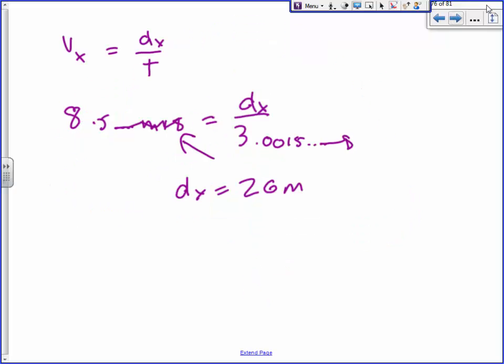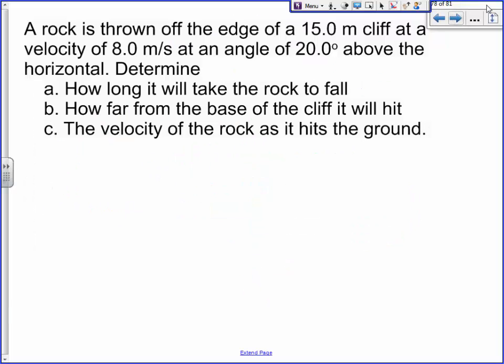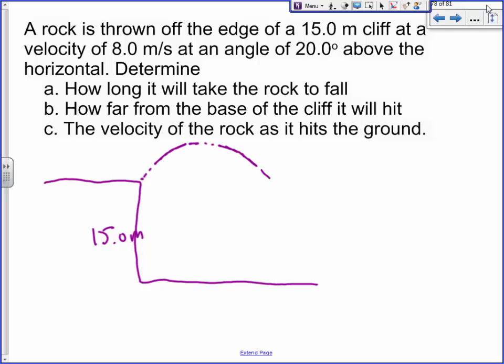Okay. Let's try our next examples here. Okay, the pen is showing up again here. Maybe this won't be so bad now. So, scenario here, you're going to throw a rock off of a cliff at a velocity at an angle. This is kind of similar to the punter question, but now the difference is you are standing on top of a ledge. This ledge is 15 meters high. And you are going to throw the rock like that.